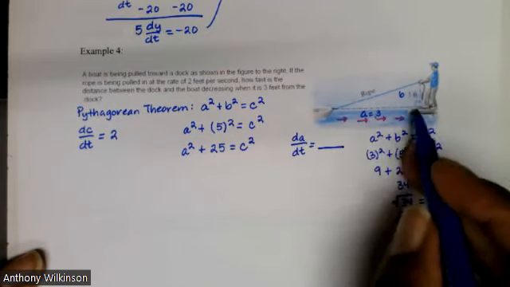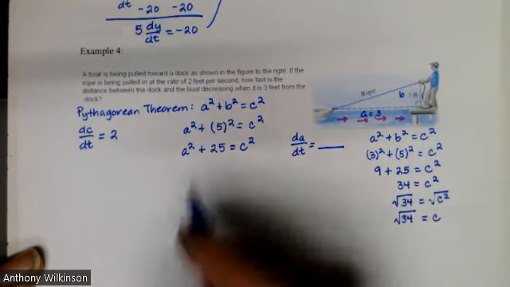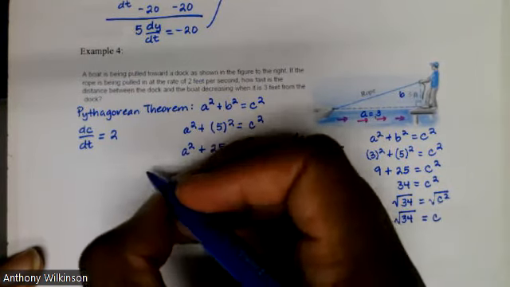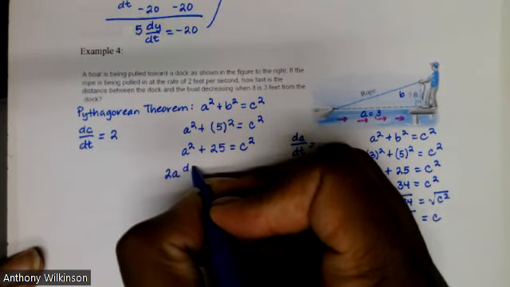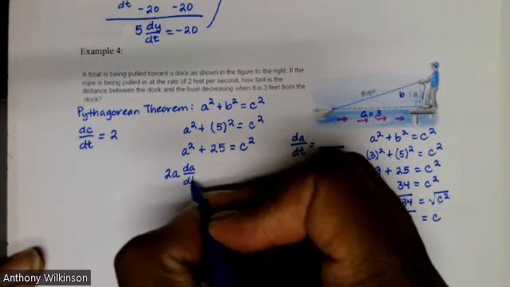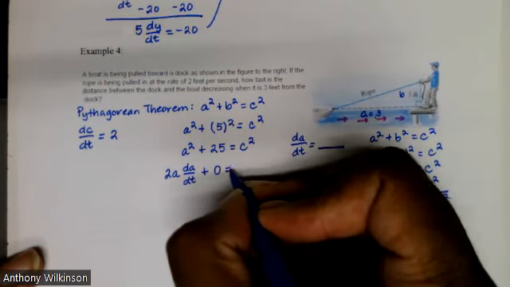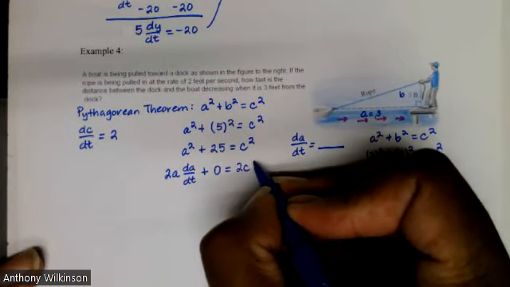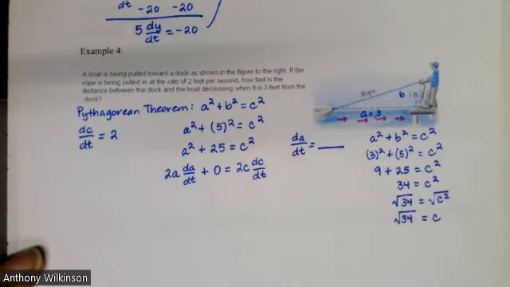How fast? So dA/dt is what we're trying to find. Now let's differentiate this with respect to time. The derivative of A squared is 2a, but we need to include dA/dt. Plus the derivative of 25, that's 0. That's equal to the derivative of c squared, which would be 2c times dc/dt.